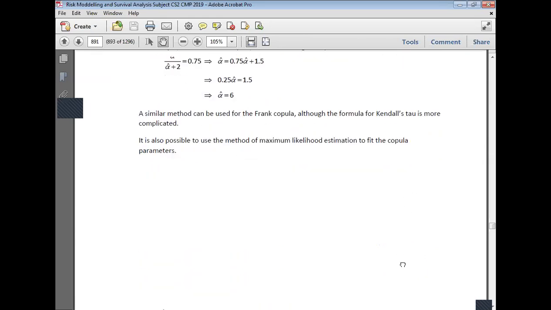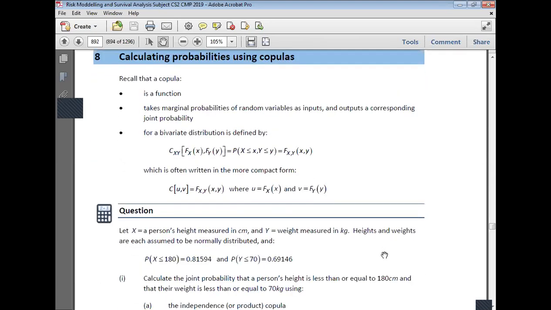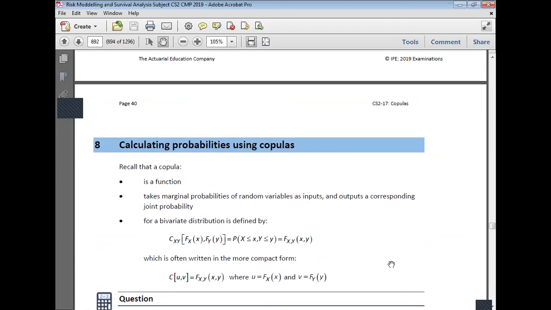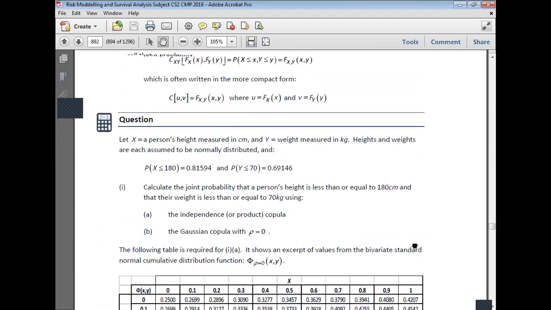And I think a question like this is more likely to come. This was not exactly precisely this, but somewhere around this was the question asked in the previous exam as well. But let us just see, this is just a recall about what a copula is. Yes, it is a function. It takes the marginals of random variables as inputs and outputs a corresponding joint probability. Bivariate. Yes, so we do know all of this.